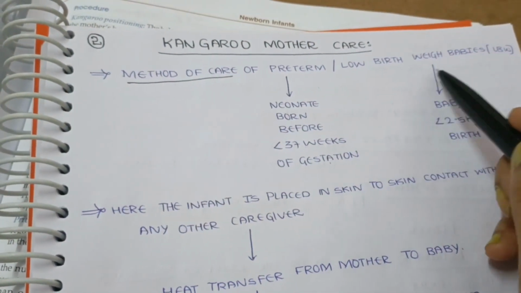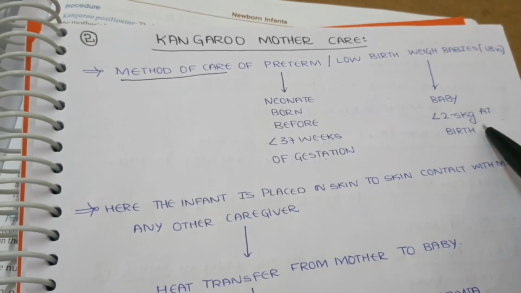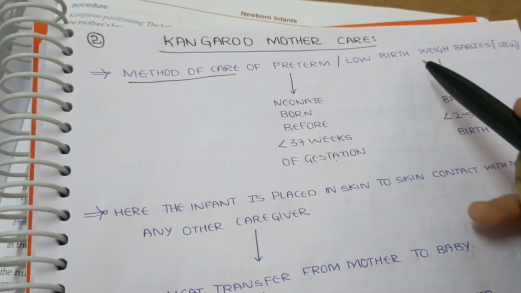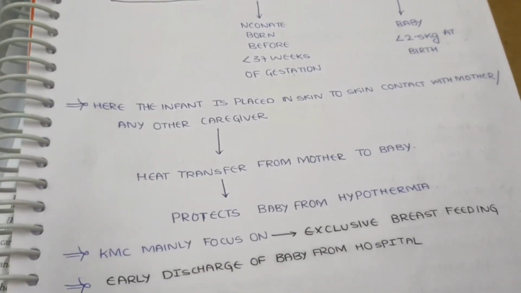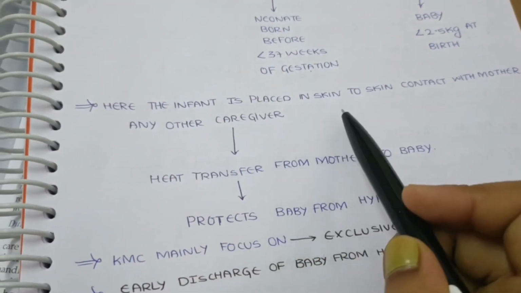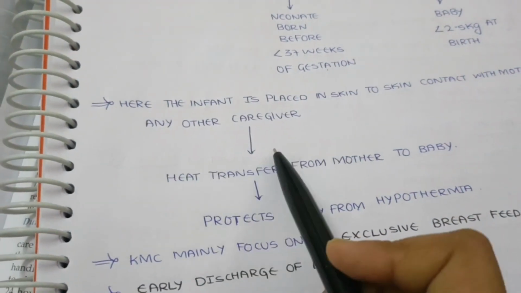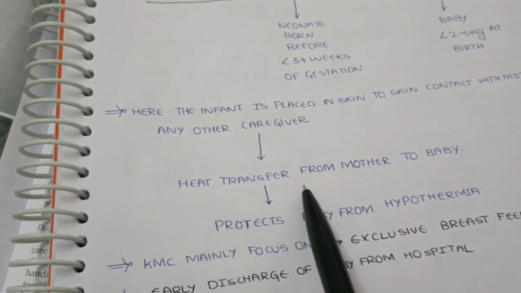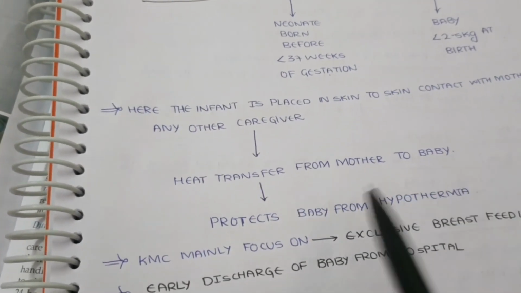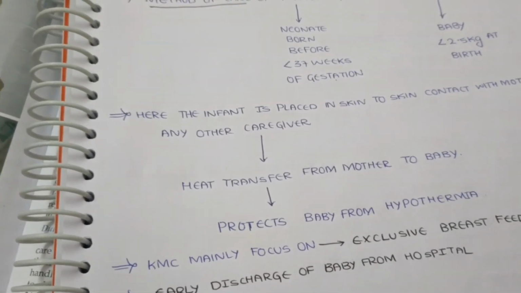Whereas a low birth weight baby is a baby whose weight is less than 2.5 kg at birth. Here the infant is placed in skin to skin contact with the mother or any other caregiver. Heat transfers from mother to baby and protects the baby from hypothermia. Let us see some pictures.